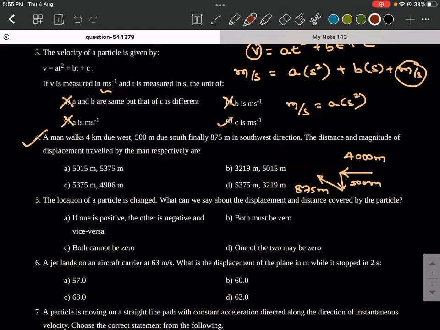What is the distance, guys? Distance is sum of the total path. 4,000 plus 500 plus 875. How much is the value? 4,500 plus 875. It is going to be 5375. Is that right? Is there an option? Yes, 5375. I'm able to see two options. Right. Now, what would be the right answer for the displacement?